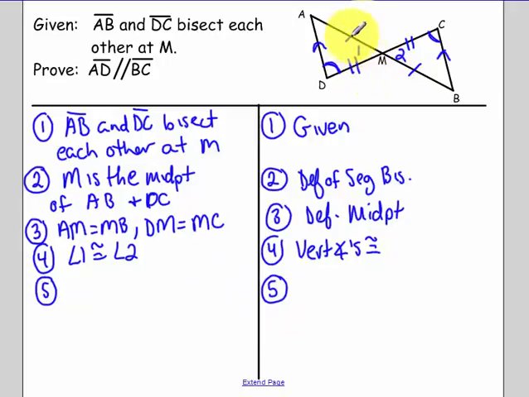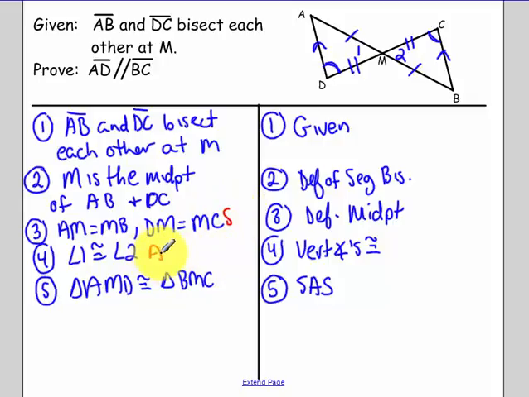Now that I have my vertical angles congruent, I can say that triangle AMD is congruent to triangle BMC by side, angle, side, and again highlighting those. We have side here, we have the angle with angle 1 and angle 2, and then we also have the other side listed here. So we have side, angle, side.